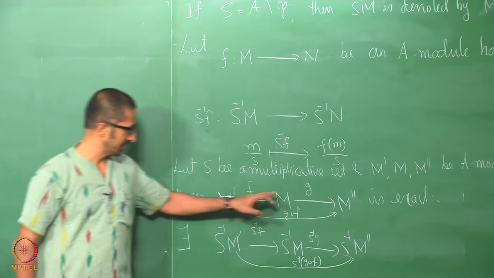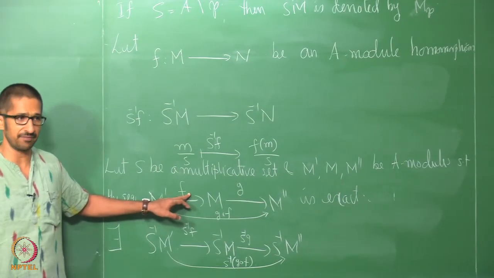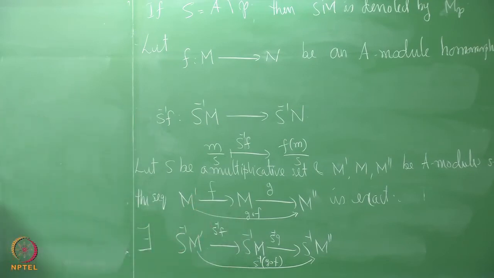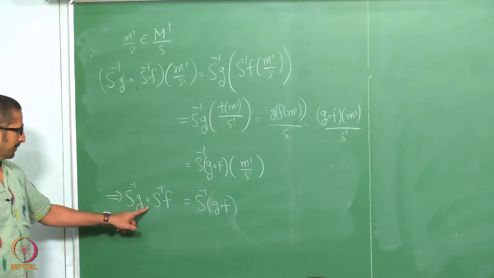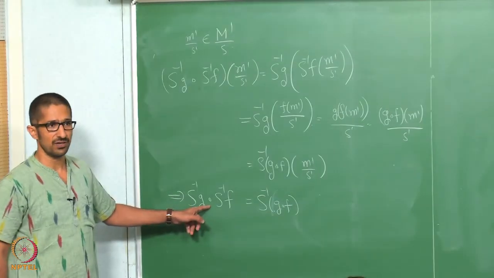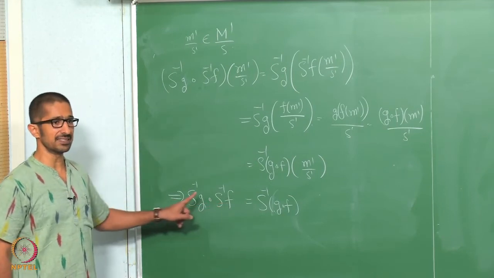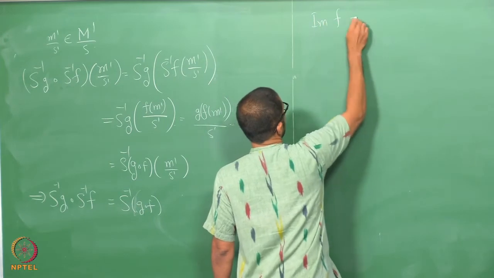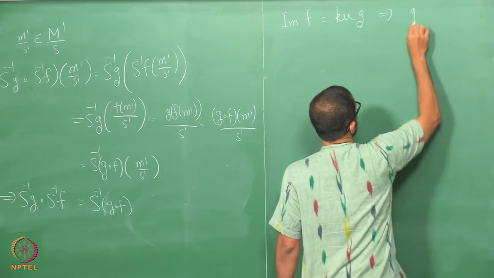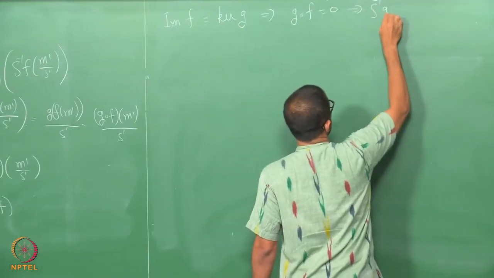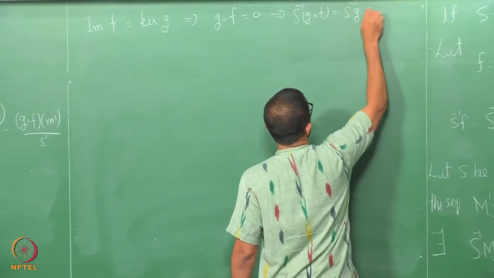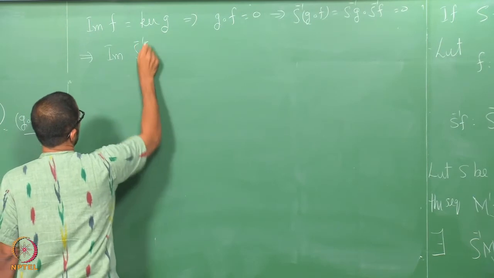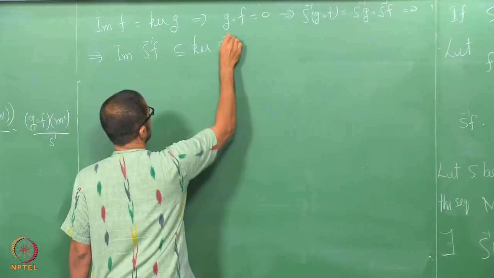What does that mean? Kernel G is equal to image of F, or in other words G composite F is 0. That means S inverse G composite S inverse F is 0, or in other words image of S inverse F is contained in the kernel of S inverse G. So, image of F is equal to kernel of G implies G composite F is 0, that will imply that S inverse of G composite F, which is S inverse G composite S inverse F, is 0, and that would imply that image of S inverse F is contained in kernel of S inverse G.